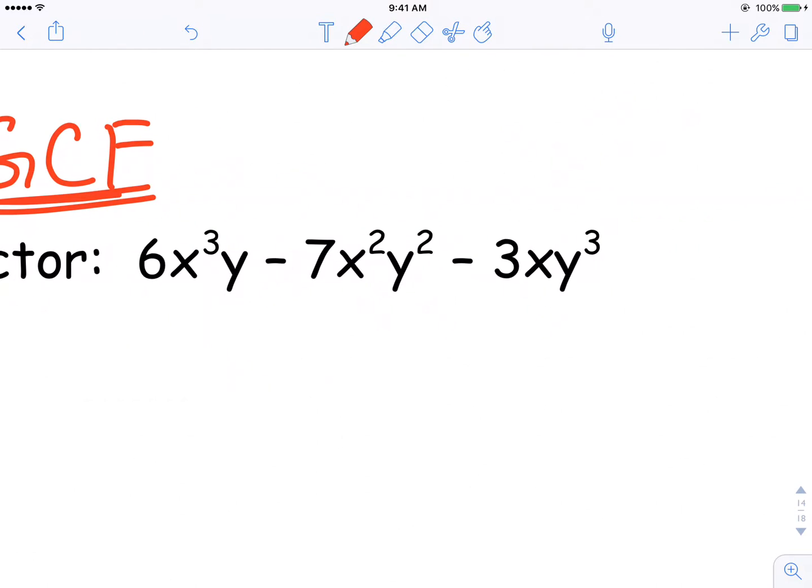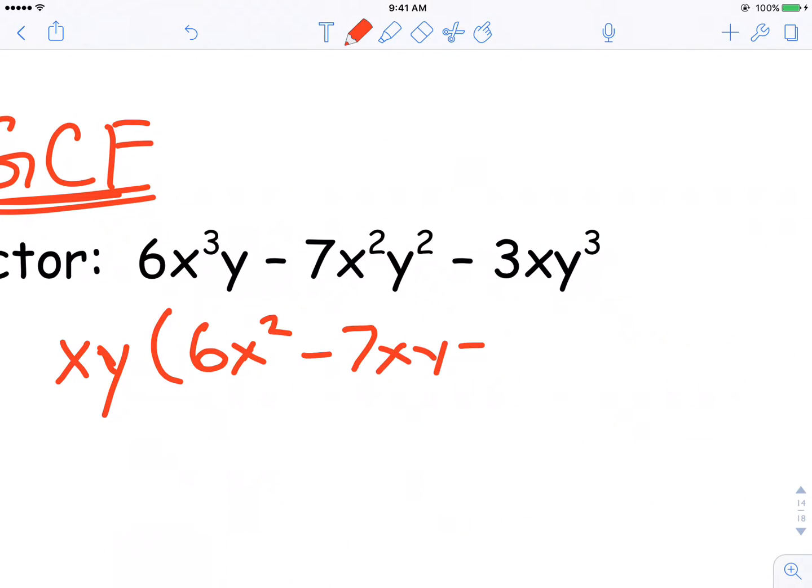Well, yes, they all are going to divide by x, and they're all also going to divide by y. So I could factor out an x and a y from each of these terms. If I do, I would be left with 6x squared minus 7xy minus 3y squared. So this, I've already factored out xy. Don't forget this in your final answer. This is a factor. You have to write it in as part of your final answer.